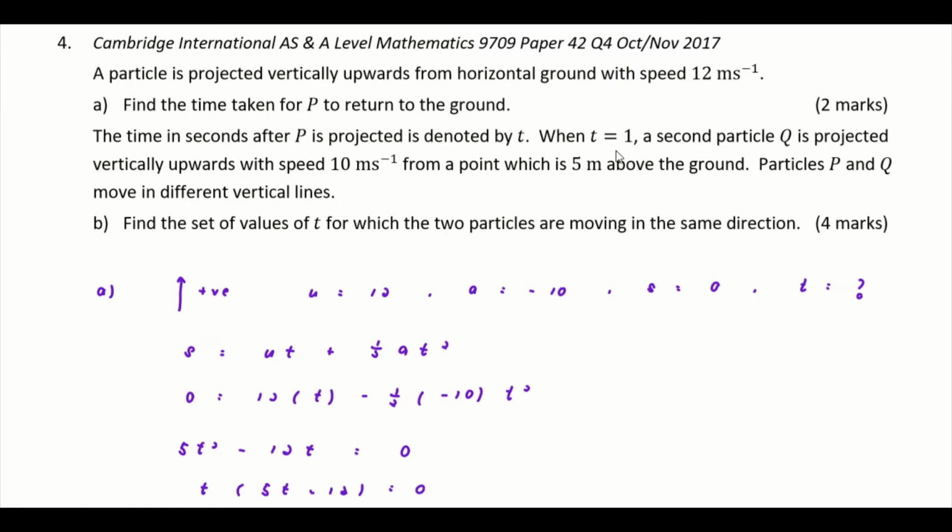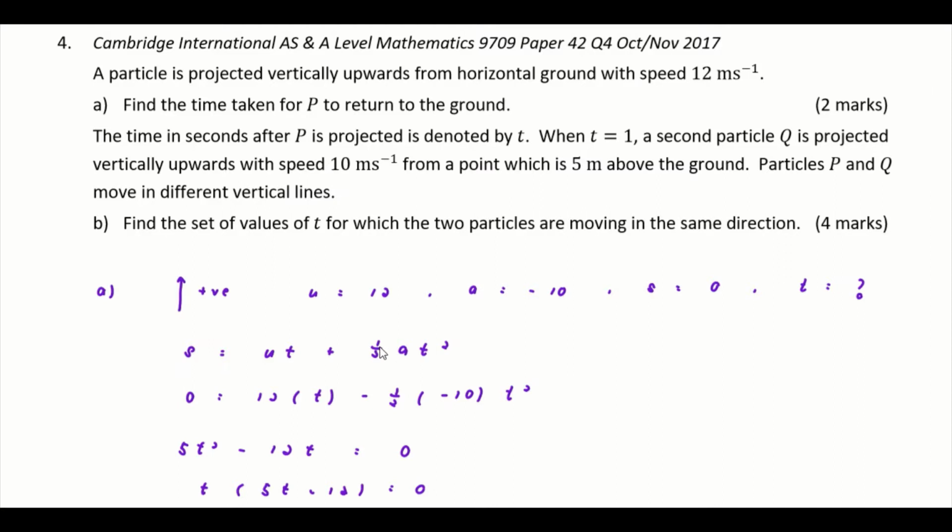Particle Q is only projected when t equals 0, meaning 1 second after particle P is projected. It's projected vertically upwards with a speed of 10 meters per second as well. So that's why it's going up first, then going down. But it's from a point which is 5 meters above the ground. So now we want to find the critical point for Q.